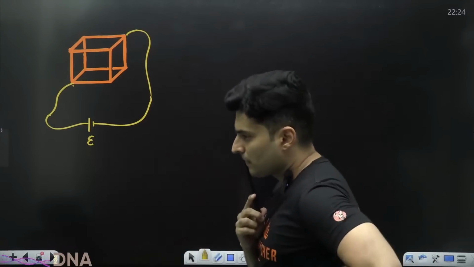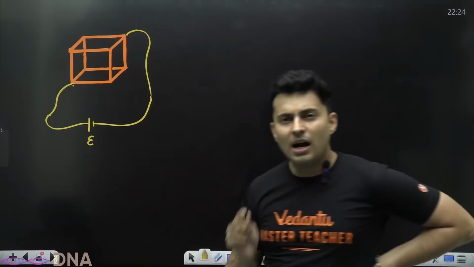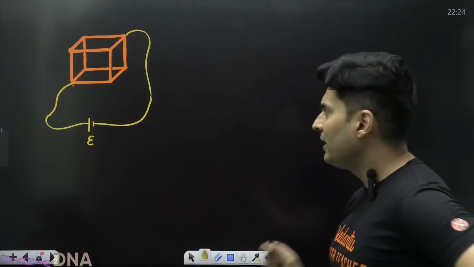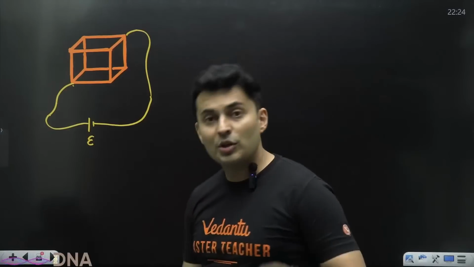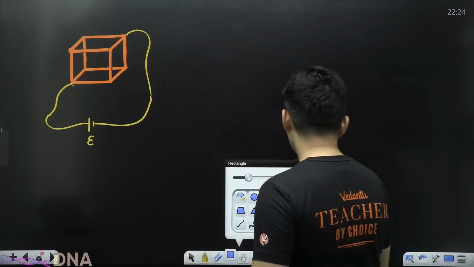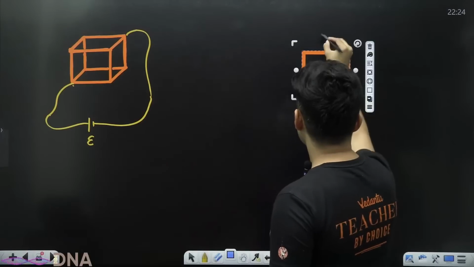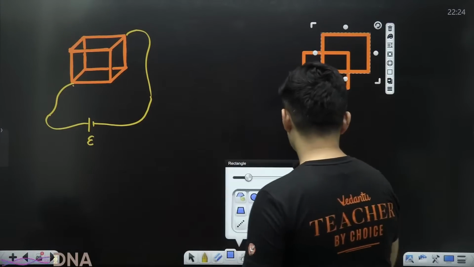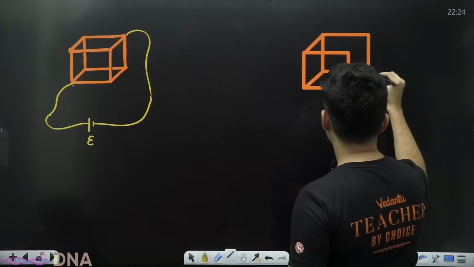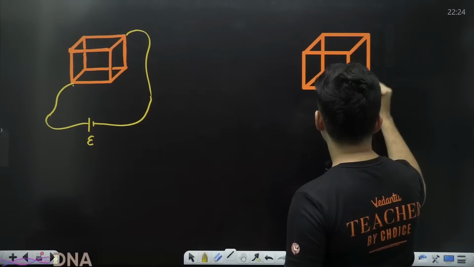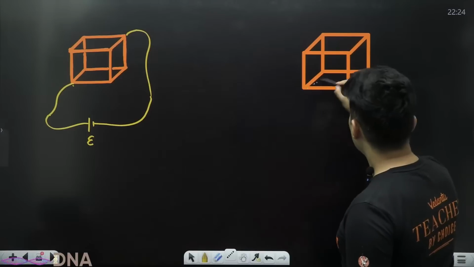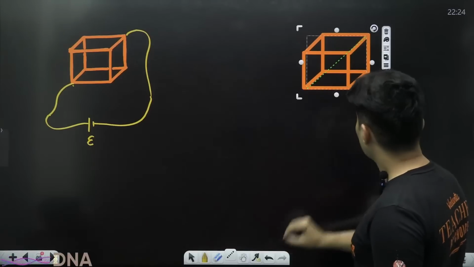First of all, I feel we should see how the currents will get distributed. And I feel in this particular question, the currents will get distributed in a symmetric way. Why? Because a cube is a symmetric figure. So if you carefully think of a cube, you will realize that there is a beautiful line of symmetry.